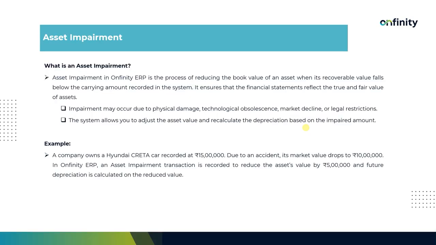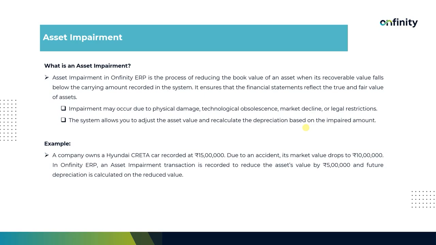Asset impairment in Onfinity ERP is the process of reducing the book value of an asset when its recoverable value falls below the carrying amount recorded in the system. It ensures that the financial statements reflect the true and fair value of the asset. Impairment may occur due to physical damage, technological obsolescence, market decline, or legal restrictions. The system allows you to adjust the asset value and recalculate depreciation based on the impaired amount.